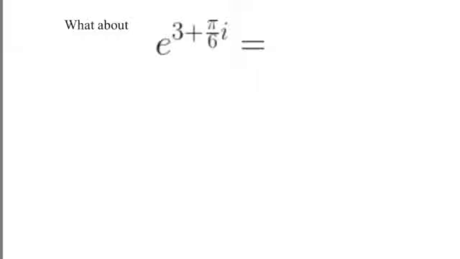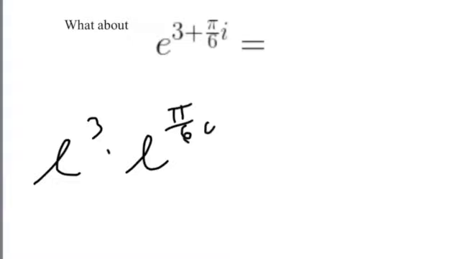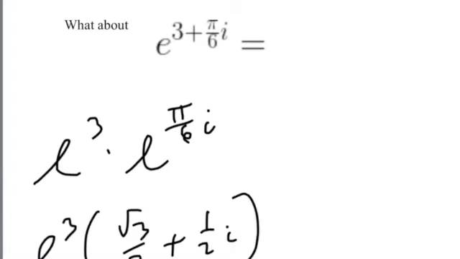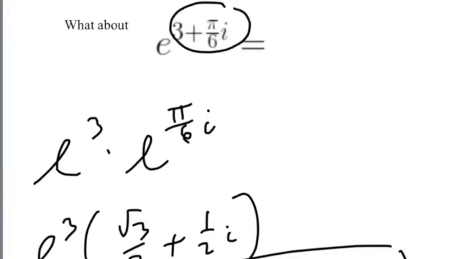And Syed says, split it up. And he's exactly right. e to the third times e to the pi over 6i. It's kind of undoing the usual rule where when you multiply two things with the same base, you add the exponents. So this becomes e to the third, and we had this from before, radical 3 over 2 plus 1/2 i, and then distributed through to get e cubed radical 3 over 2 plus e cubed over 2i. So even if the exponent has a real part, we can do that.